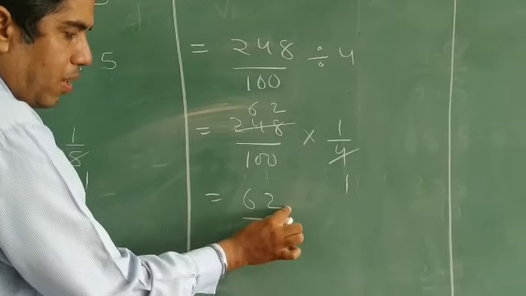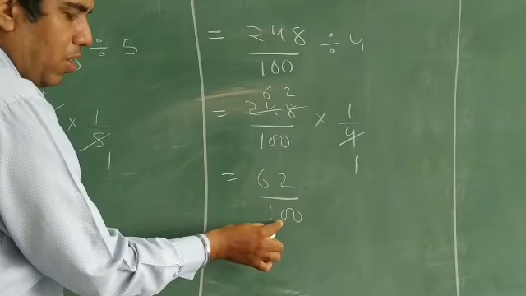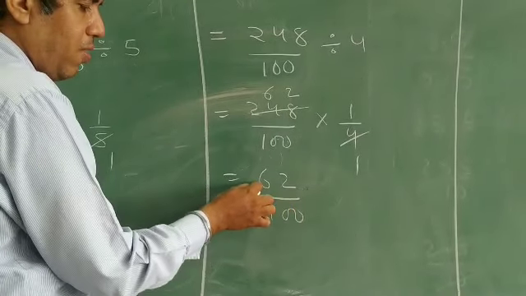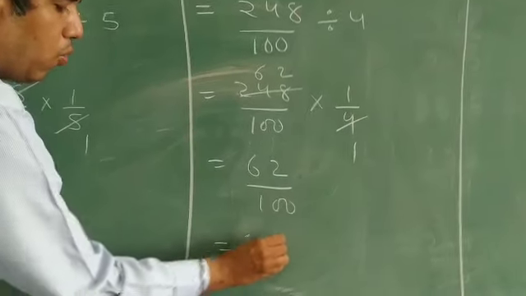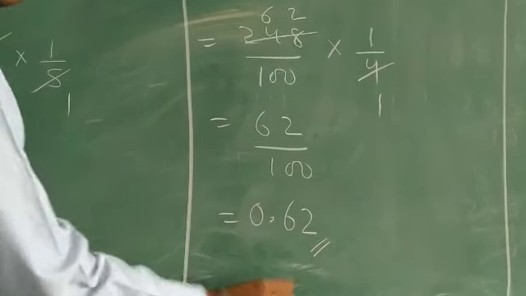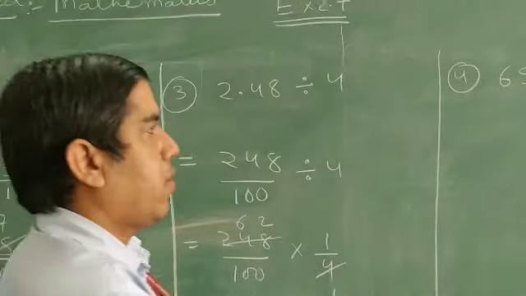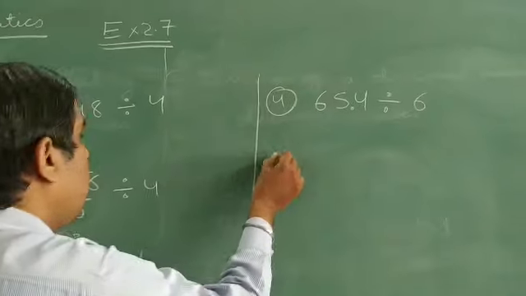Now the decimal will shift again to the left side. When division happens by 100 or 10, you can see the decimal shift here. So the answer is 0.62. What is the answer? 0.62.